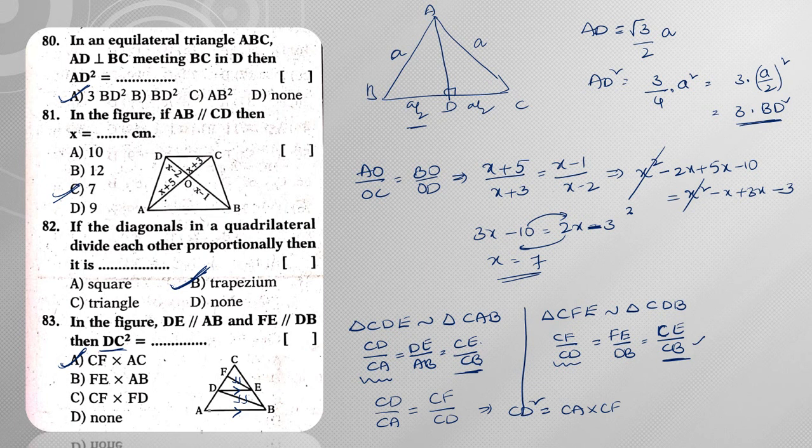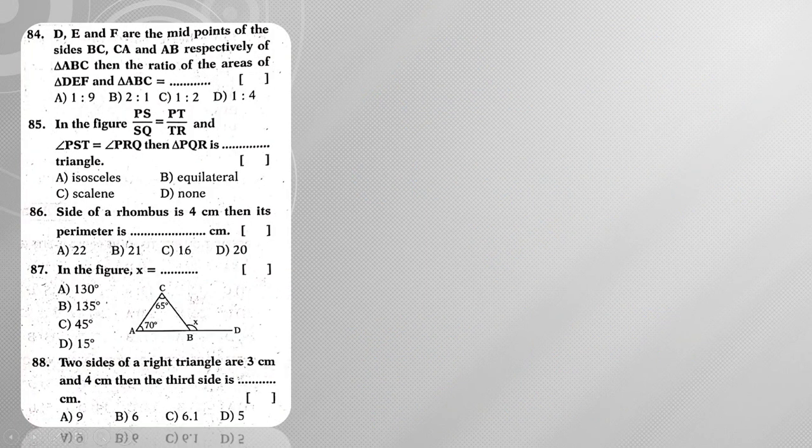Likewise, instead of CA we can write DE or CE also. The same way, instead of CF we can write DB or so on. That depends on the situation. So CD square is equal to CA into CF is the answer. Next, moving on to question number 84.